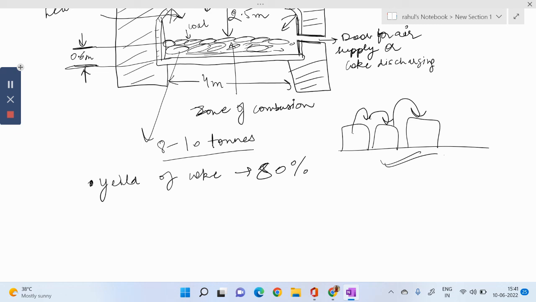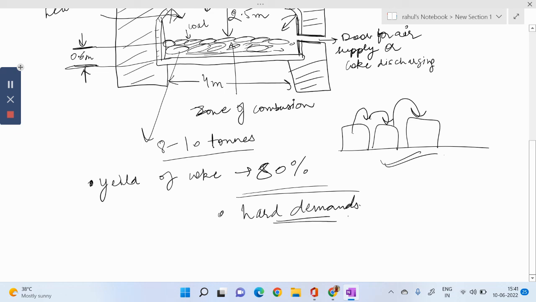As we know, the recovery of byproducts is not feasible in this method. So whenever there is an emergency or very high demand, then only we can use this method. So you can explain this diagram in your exam. It's all about beehive coke oven process.